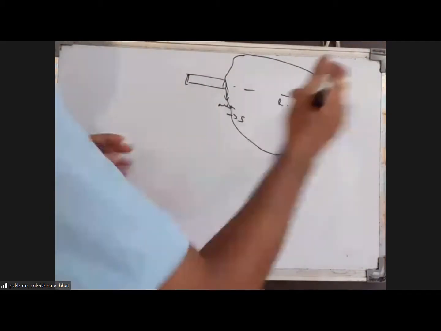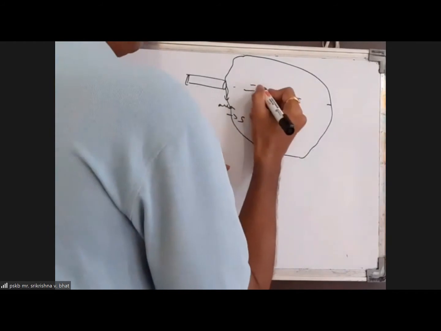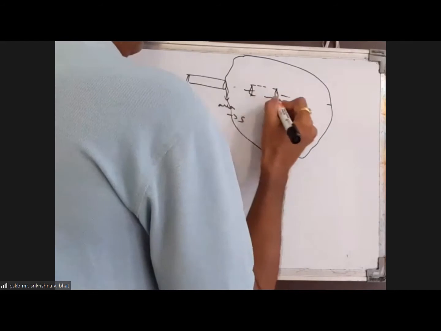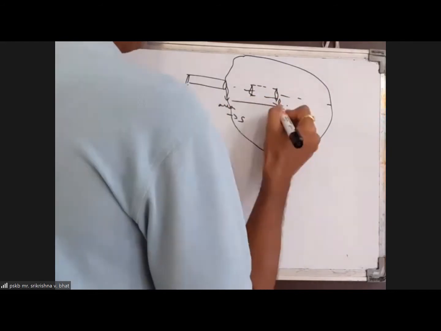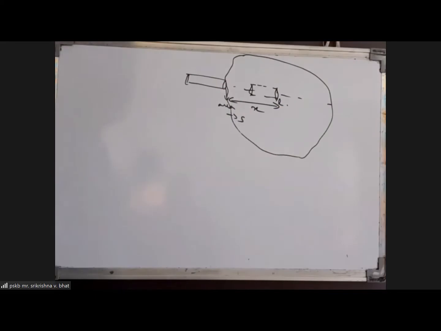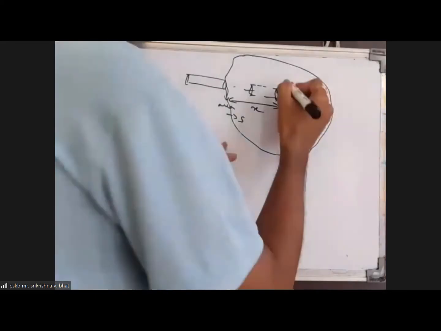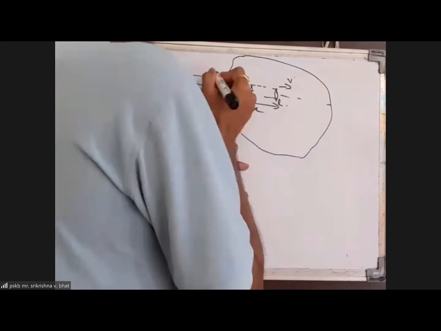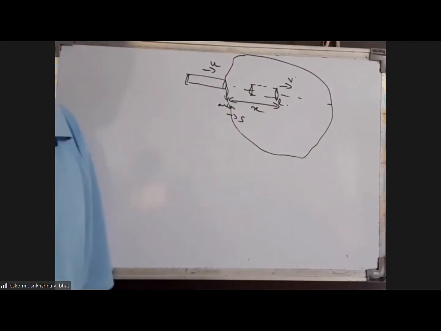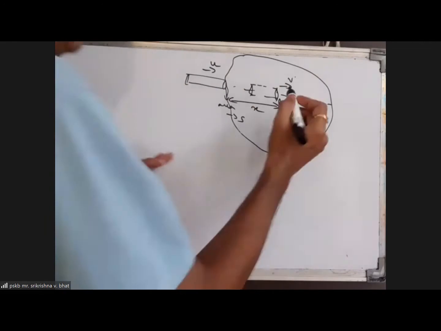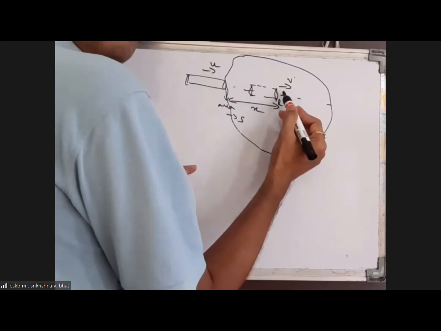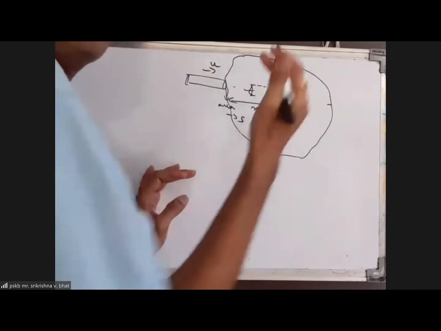So as it moves through the cloud at any position, let us say it has moved a distance x. By the time it has moved a distance x, it will have some velocity v, and its initial velocity was u. Particles which are there in front of it will strike this cylinder, and they will stick to the face of the cylinder.